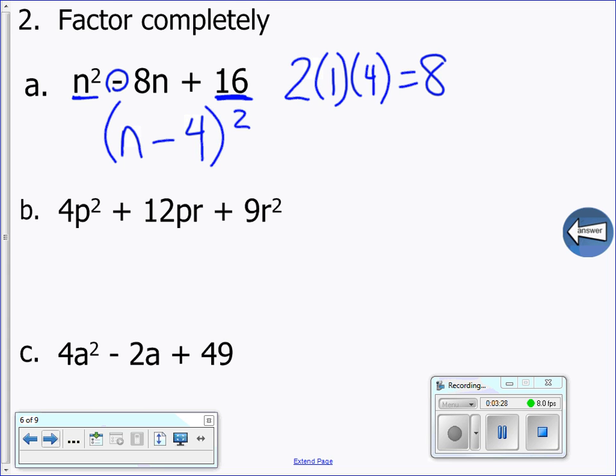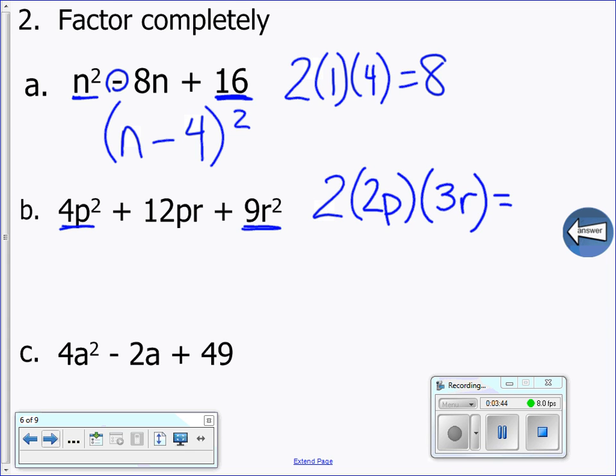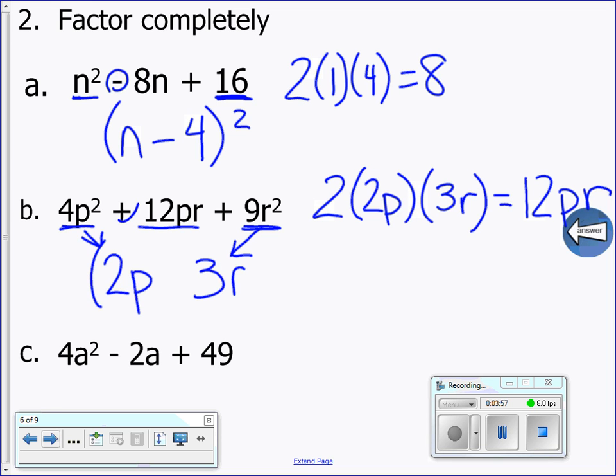All right, let's check the next one. Perfect square? Yes. Perfect square? Yes. Is the middle term 2 times the square root of 4p squared, which is 2p, times the square root of 9r squared, which is 3r? 2 times 2 is 4, times 3 is 12pr. So yes, that's that one. So 2p comes from here, the 3r from the 9r squared, and the plus is there, and it's squared.